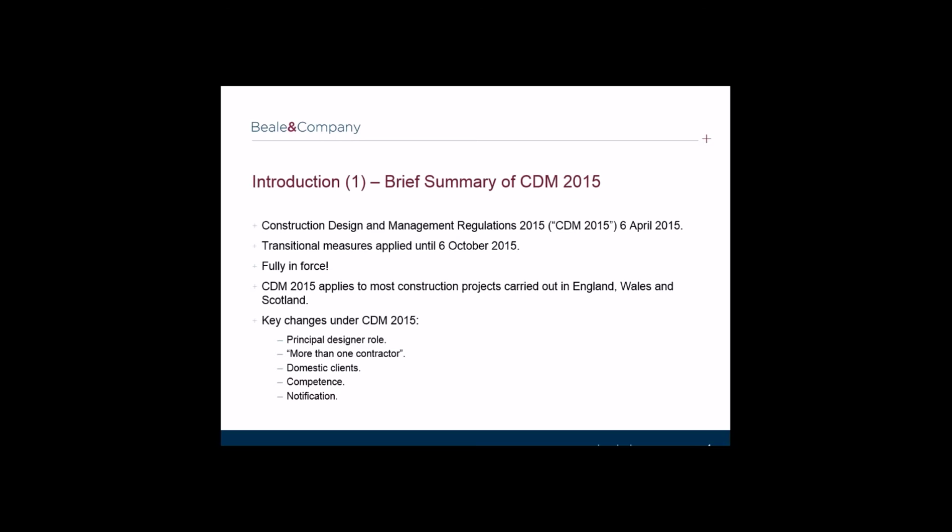As a result of these key changes, the regulations now apply to small projects, domestic projects, construction work carried out within Great Britain and its territorial seas, and design work undertaken outside Great Britain for use on a construction project within Great Britain. With regard to this issue, consideration must be given where design work is outsourced overseas to ensure that those doing the work are aware of what is required to comply with CDM 2015.